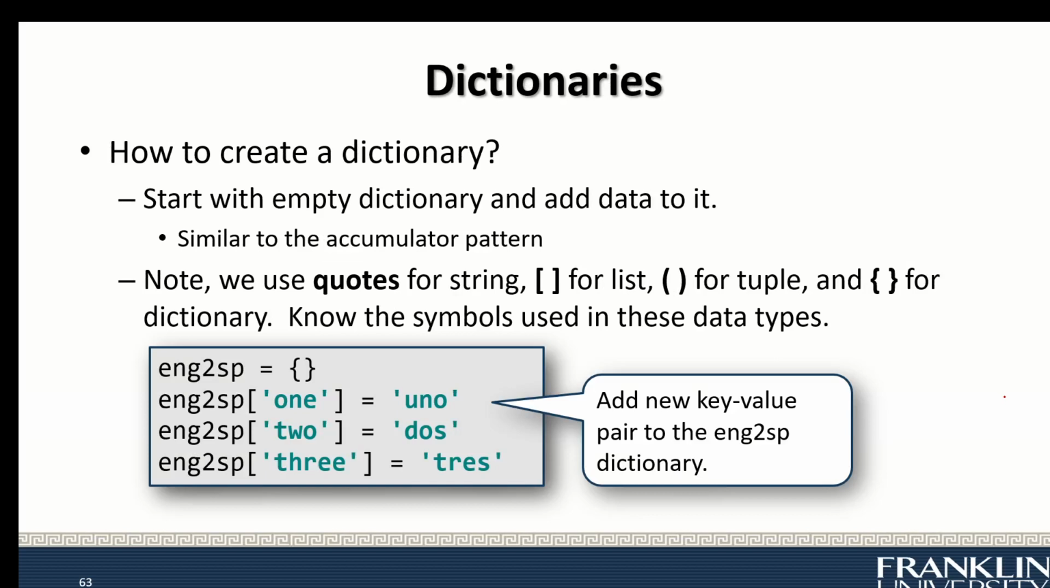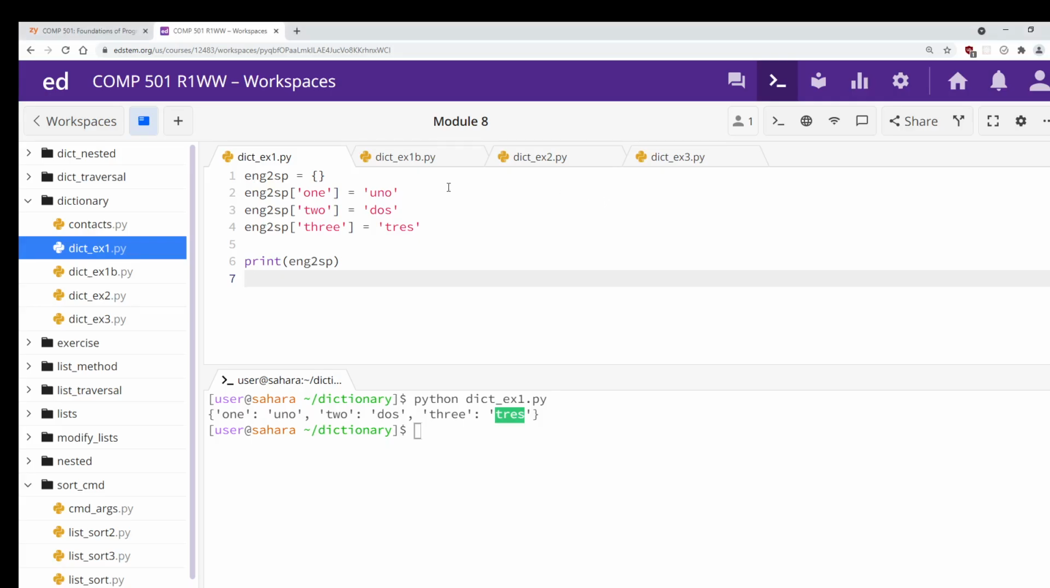So how do you create a dictionary? Similar to other container data types like string and list, we can start with an empty dictionary and then add data to it. How do you start an empty dictionary? You can do that with empty curly braces, and then you can add data by setting up name value pairs, or key value pairs. English to Spanish sub 1 is uno, English to Spanish sub 2 is dos, English to Spanish sub 3 is tres. And let's see how this runs in the IDE.